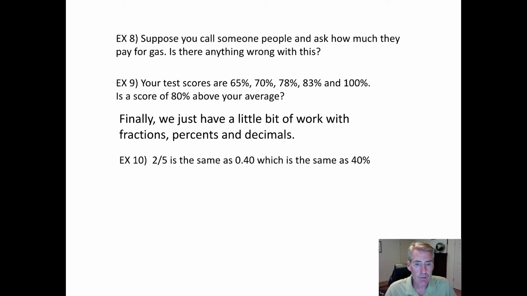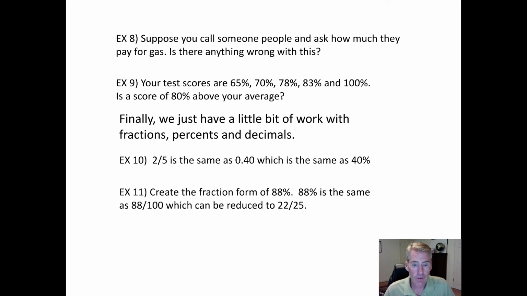So just a little bit of work with decimals. 2 divided by 5, you can just do that on a calculator. 2 divided by 5 is going to be 0.40. And then to change it to a percent, multiply by 100, which would move the decimal over by 2, and then that's going to be 40%. Going the other way around, 88% means 88 divided by 100.